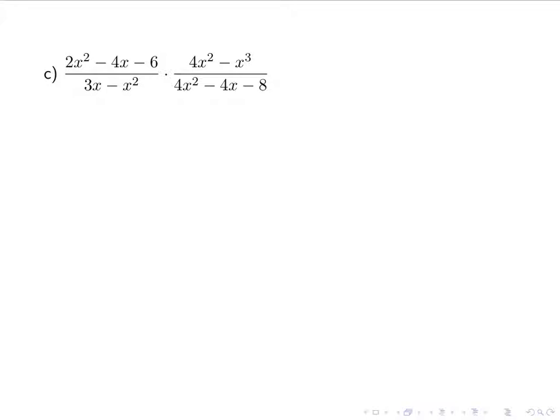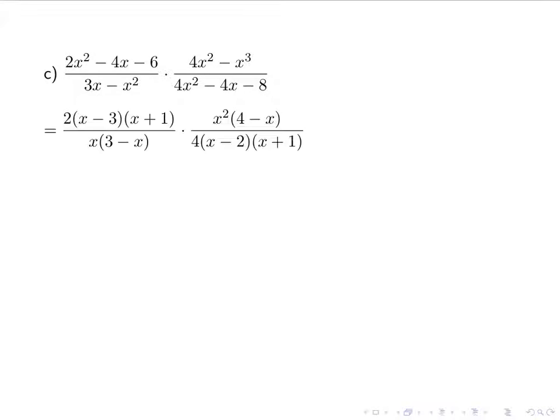Let's try another one. 2x squared minus 4x minus 6 over 3x minus x squared, times 4x squared minus x cubed over 4x squared minus 4x minus 8. Okay, it is multiplication, so I don't have to rearrange anything, and I'm just factoring. So on the top, we can factor out a 2 first, right? Remember, always look for a GCF. And then we'll have (x minus 3)(x plus 1).